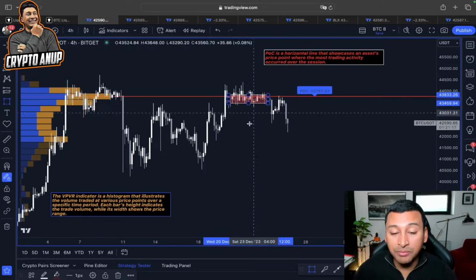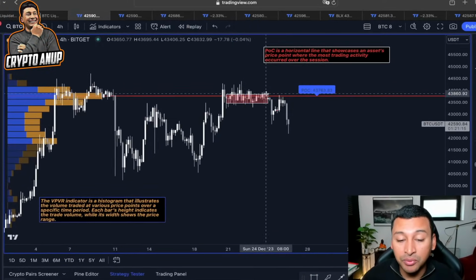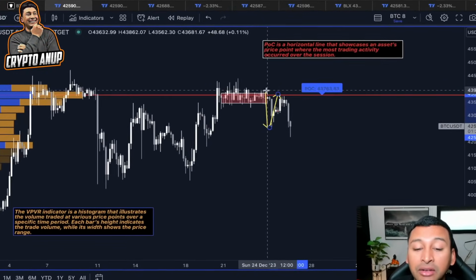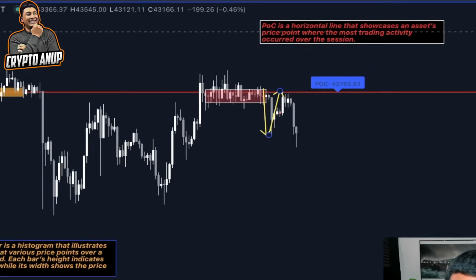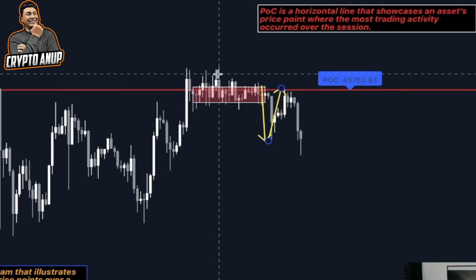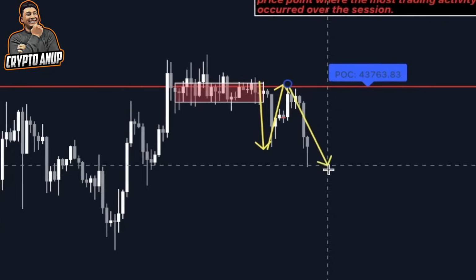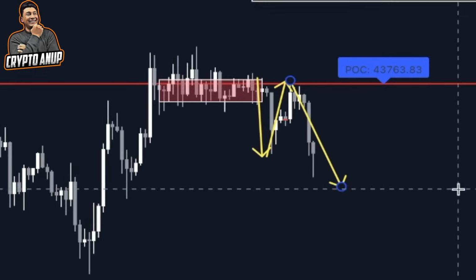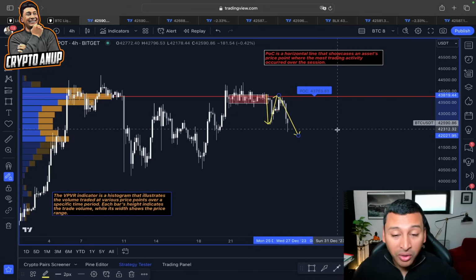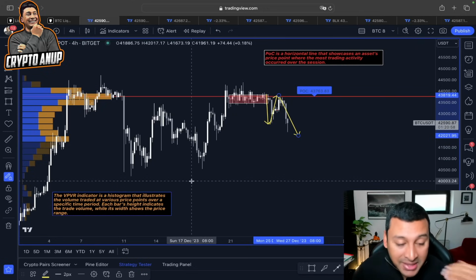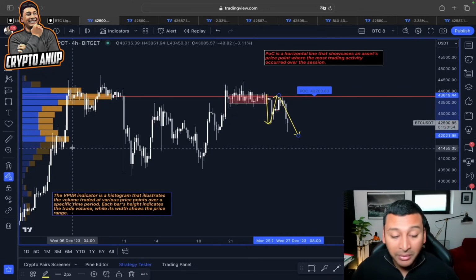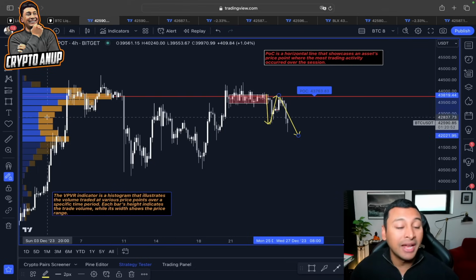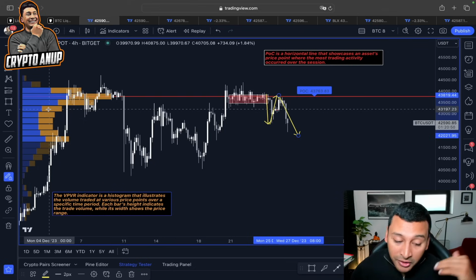When we failed to find proper support above it, you can see the price of Bitcoin started showing weakness. We even had a rally. This rally got rejected exactly after getting attracted around this 43,700 range, because that's the POC, the point of control. What happened after that? The price of Bitcoin started showing weakness. So where could we be heading next according to this volume profile? This histogram illustrates the volume traded at various price points over a specific time period.